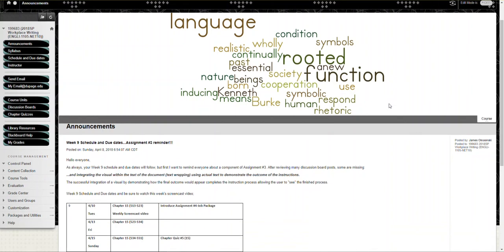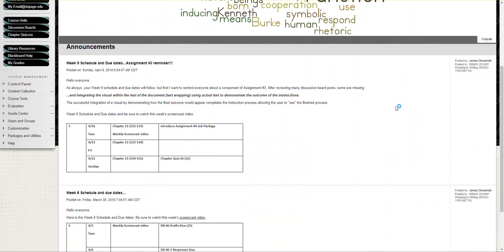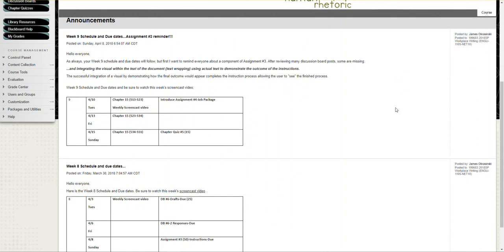So beginning in the announcements page, I just want to scroll here for a second just to emphasize the instructions for assignment number 3. Many students are pulling together the drafts with some clear images and instructions and commands, and it's a good thing. However, many students are, as I say here in the announcement, missing integrating the visual within the text of the document and using actual text to demonstrate the outcome.